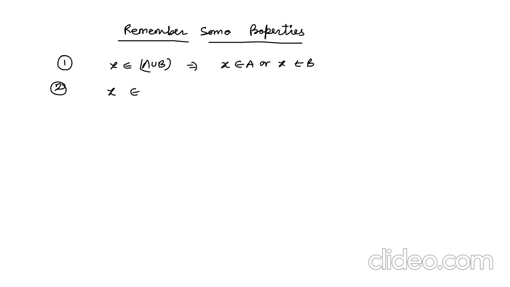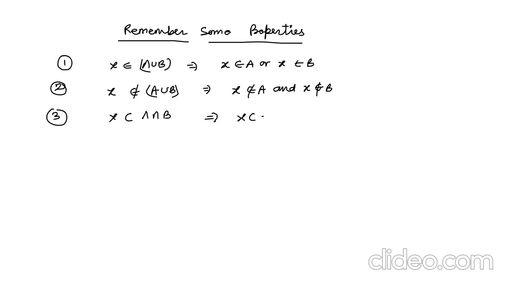Second, x not belongs to A union B, which means that x not belongs to A and x not belongs to B. Third, x belongs to A intersection B, which means that x belongs to A and x belongs to B. Fourth, x not belongs to A intersection B implies that x not belongs to A or x not belongs to B.